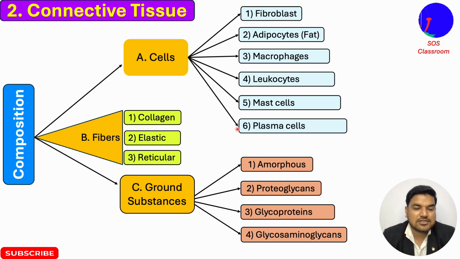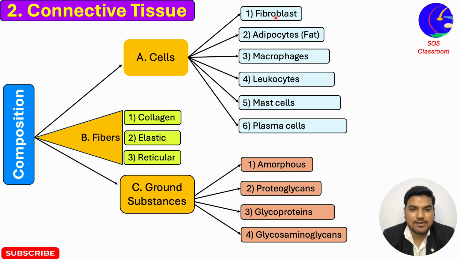Connective tissue is made of three components: number one, cells; number two, fibers; and number three, ground substances. Cells means there are different types of cells present in the connective tissue. Fibers, there are different types of fibers present in the connective tissue. And ground substances are also present in the connective tissue.